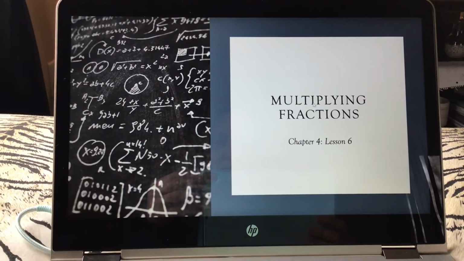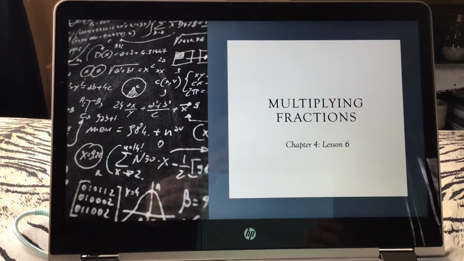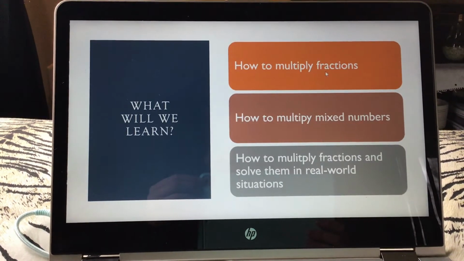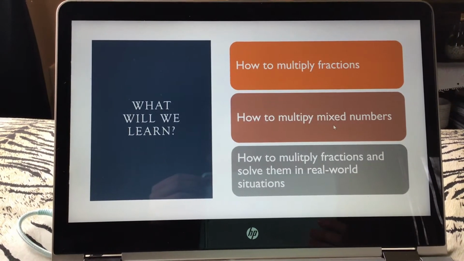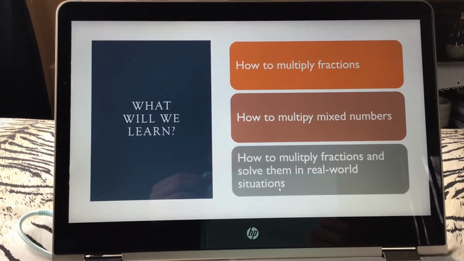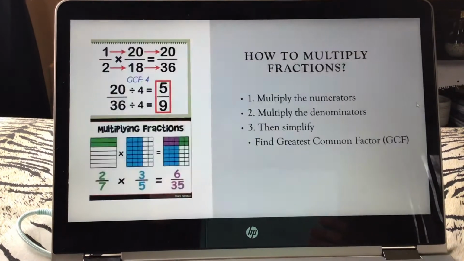Let's get started. First, we're going to look at how we multiply fractions and what we're going to learn today. So what will we learn? We will learn how to multiply fractions, multiply mixed numbers, and how to multiply fractions and solve them in real-world situations. Let's look at how to multiply fractions.